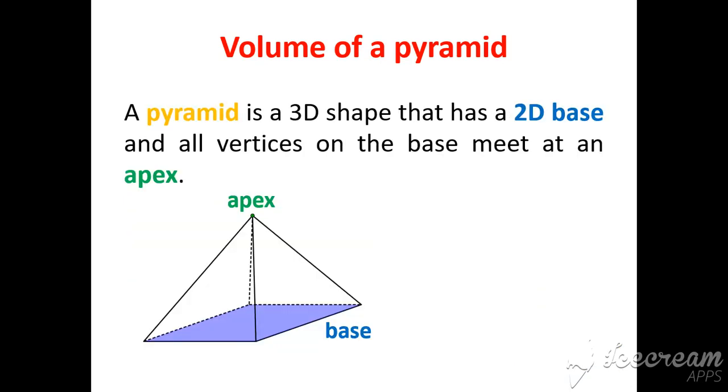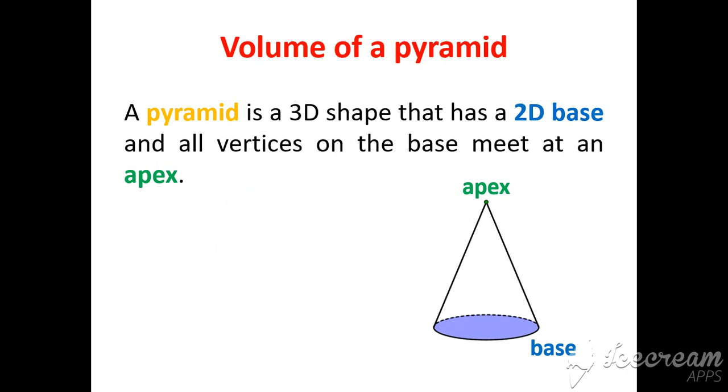Right, so we know a pyramid is a 3D shape that has a 2D base and all vertices on the base come up and meet at a point called the apex. We're going to turn our attention to a circle-based pyramid, which has a circle on the base and all parts of that circle rise up to meet at the apex. We call it a circle-based pyramid, or some people say circular pyramid, and most of us will just shorten it to a cone.